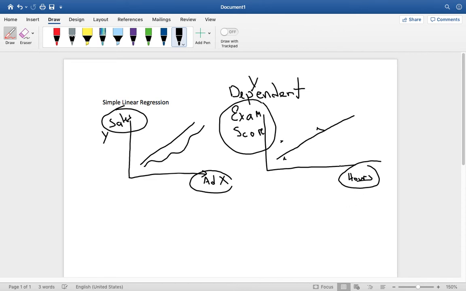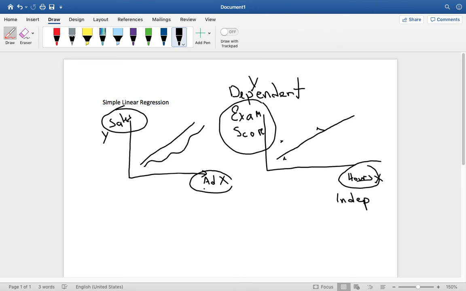The independent variable, the predictor variable, the hours studied, is going to help us predict what your exam score is going to be. The more hours you study, the higher your score. So we're going to call that x, and that's going to be the predictor variable or the independent variable. And likewise over here, sales was the dependent variable, depending on how much you spent on advertising, how much advertising you did.